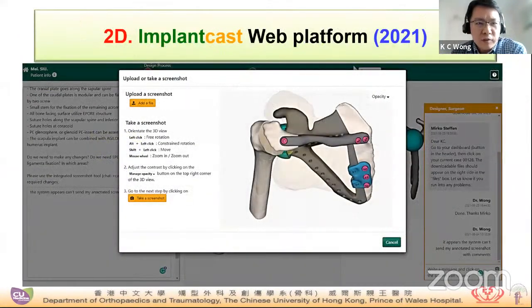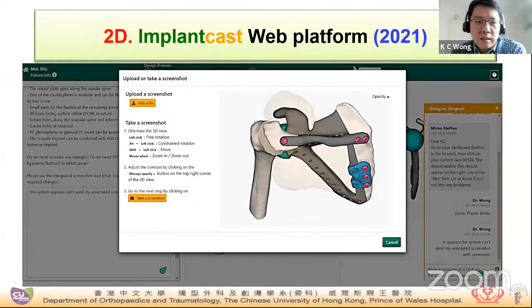Then finally, we have advocated for this kind of online platform for quite some years. So at the end, in the commercial setting, the implant company actually has a final web platform where we share the same platform to discuss the case and the implant, and there's also a checking function. Any annotation, marking, or comment is done on the same platform, so it saves a lot of communication time and difficulty in communication.